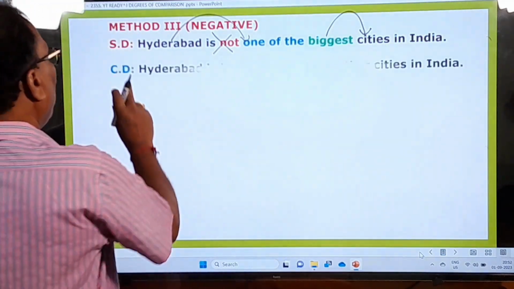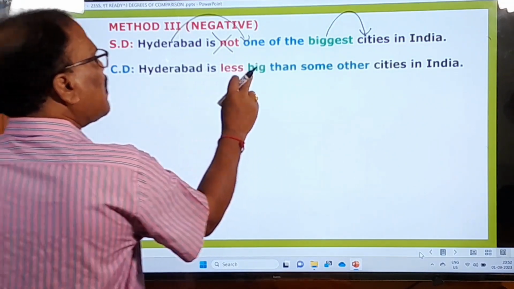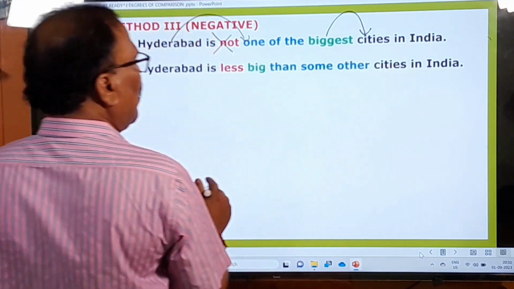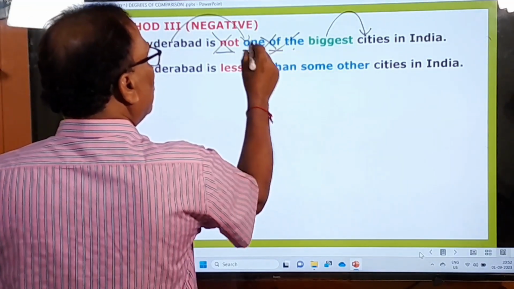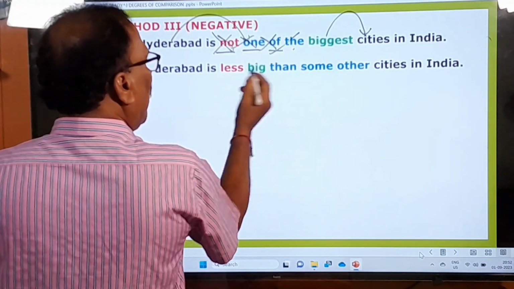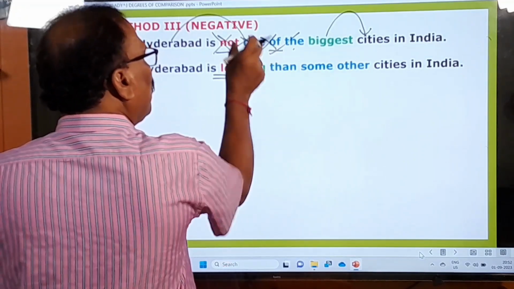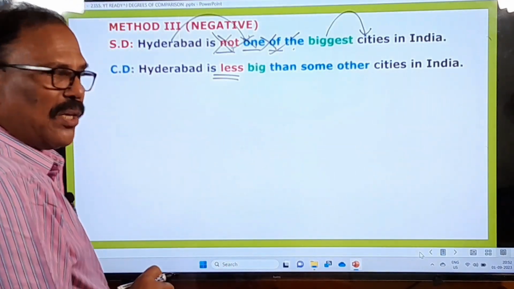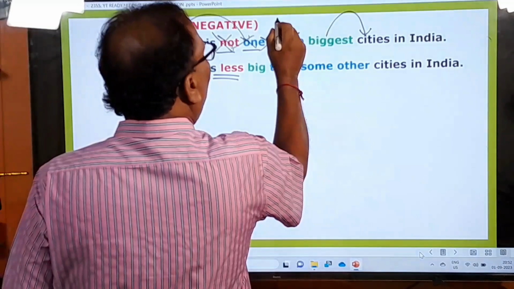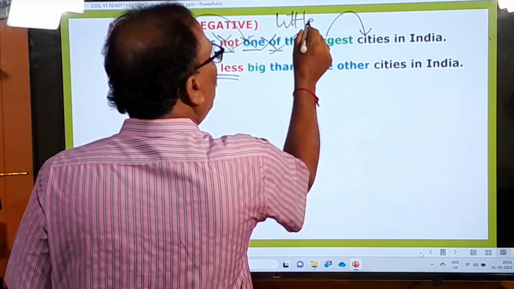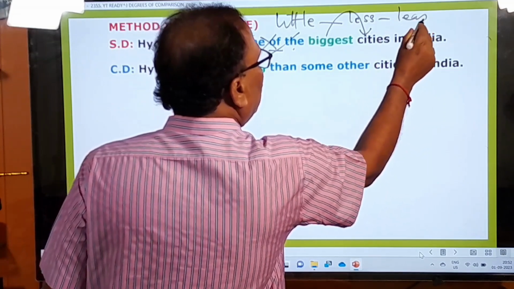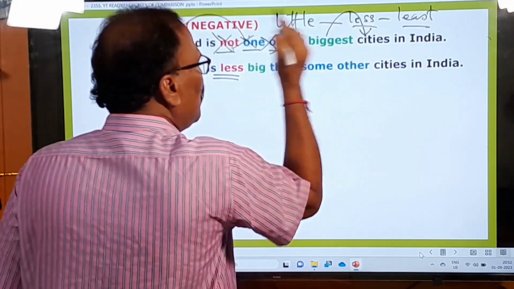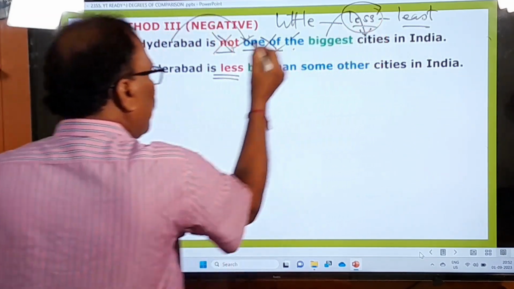Here you pay attention. Hyderabad is less big than some other cities in India. So here, what is this? Not one of the. These 4 things are dropped, and now we are using, instead of all these things, we are using less. Less is the comparative form of little. Okay, little is positive degree adjective, less is comparative degree adjective, least is the superlative degree adjective. So we are using this comparative adjective here.